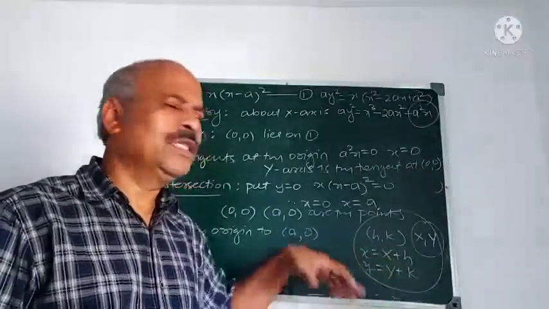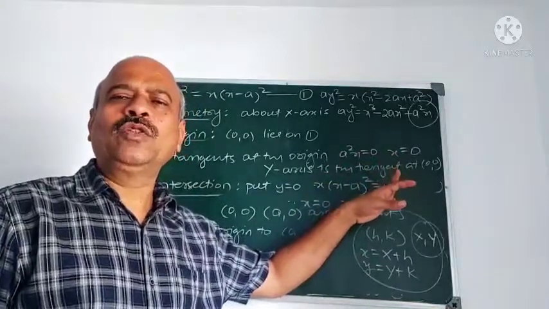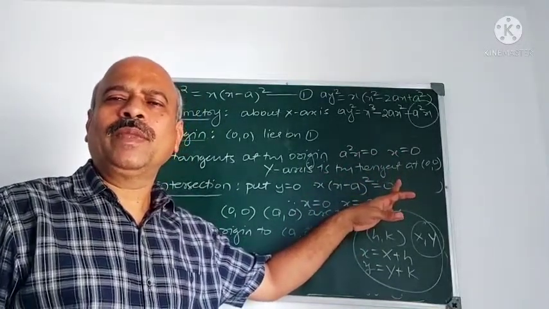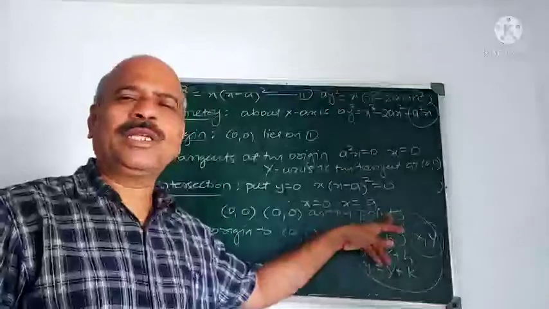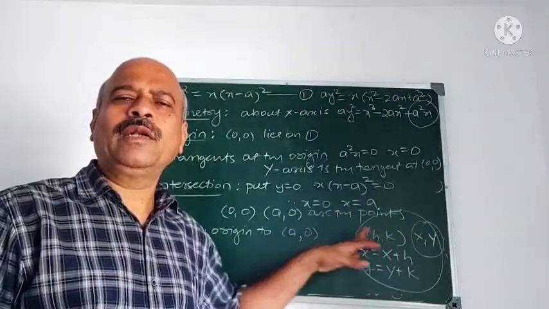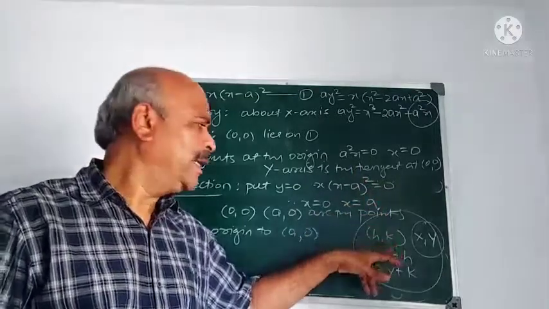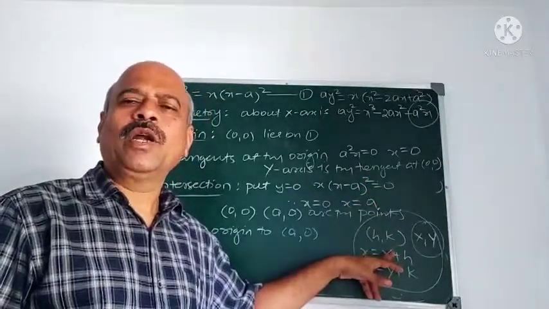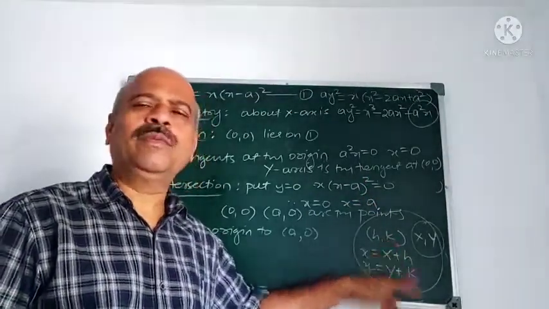If we shift the origin to some other point, how do you do it? You take any point (h, k) and draw lines through (h, k) parallel to the x axis and y axis. These can be taken as the coordinate axes, and the new origin will be (h, k).